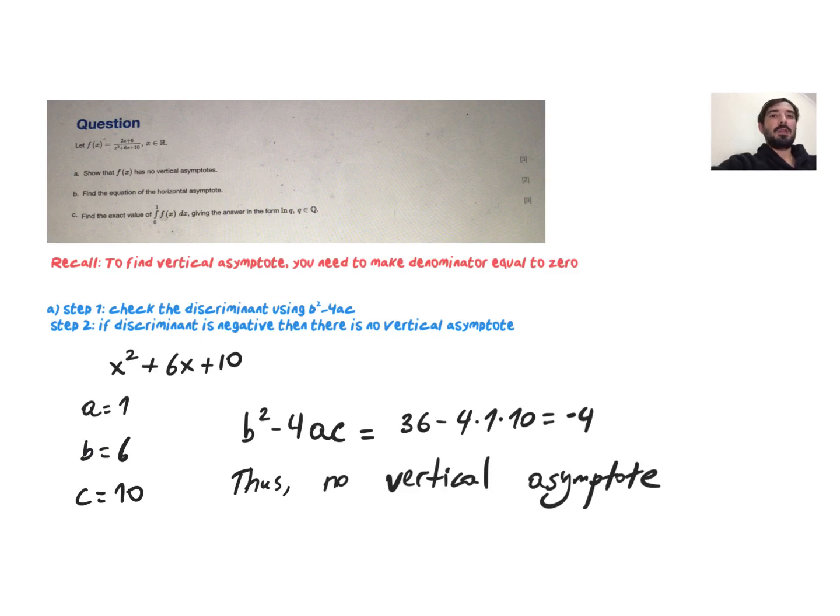Hi everyone, today we are going to learn some tips to solve a function question, and this question is one of the past paper questions from function topics. So let's start with the first part.